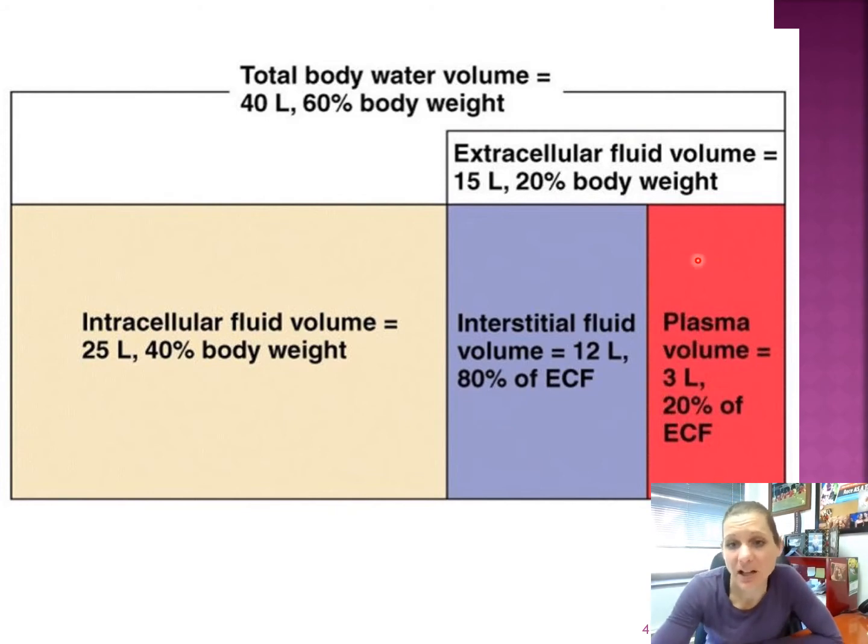Okay, and then the plasma volume is significantly more specific. And the plasma volume is simply going to be the fluid that makes up the blood. Okay, so the plasma volume is the fluid component of our bloodstream, and around 50% of our blood volume will be found in the plasma.